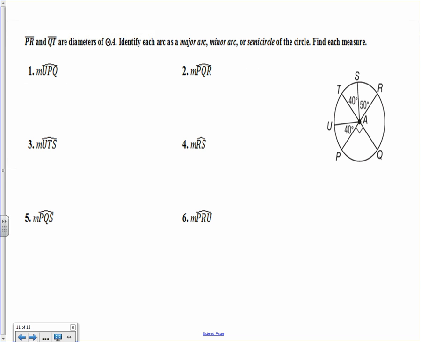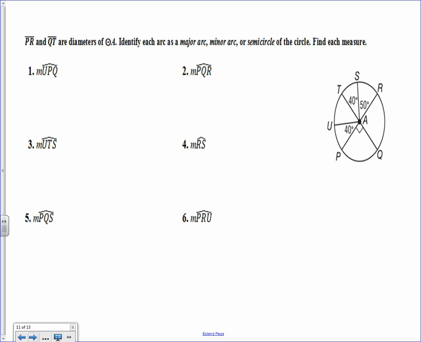All right, I'm sorry that my circle does not look like a circle here. I actually didn't draw it. It's just the way that it expanded. We are told that PR and QT are diameters of circle A. Again, remember it's called circle A because A is the center. PR and QT are diameters. That means that they are chords of the circle that go through the center, right? Diameter is a chord that goes through the center. It's made up of 2 radii, right?